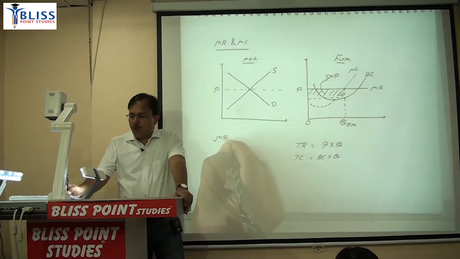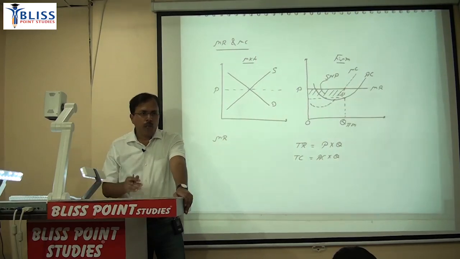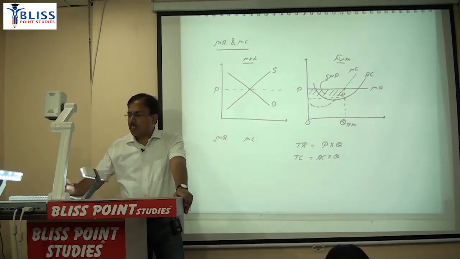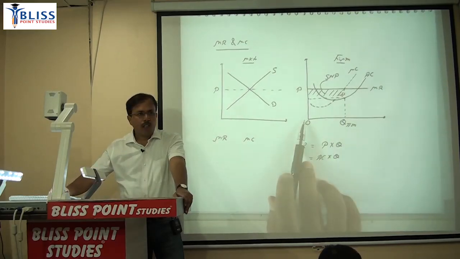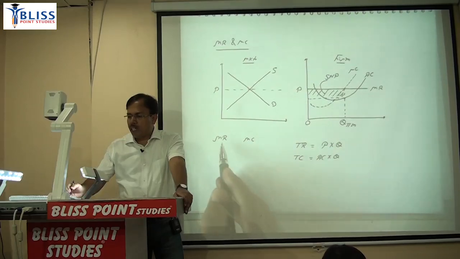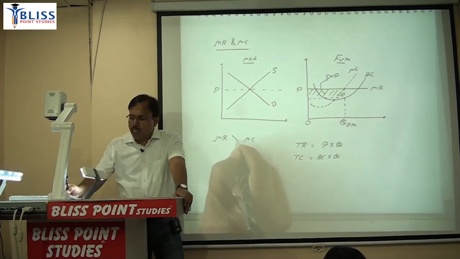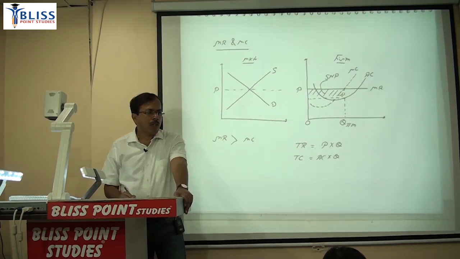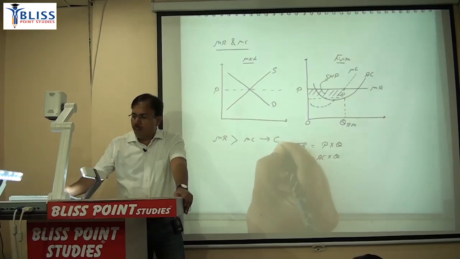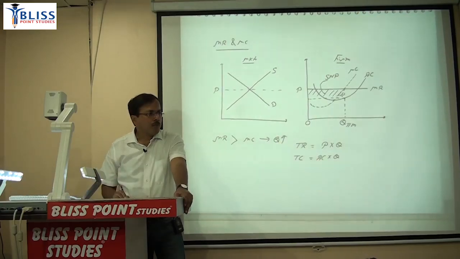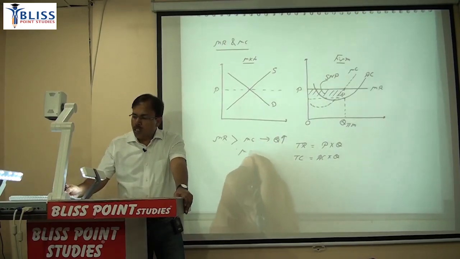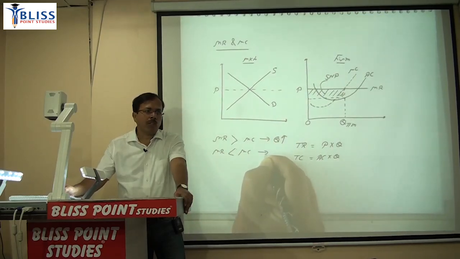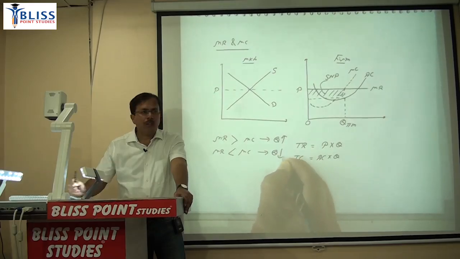Marginal revenue exactly represents what? Addition to revenue, and marginal cost represents addition to cost. So if firm thinks about producing any particular quantity, if addition to revenue is more than addition to cost, it means it is profitable for firm to produce that quantity. So in that condition, firm will continue to produce more and more quantity. But if addition to cost is more and addition to revenue is less, then unprofitable to produce that quantity. So firm will prefer to produce less quantity.